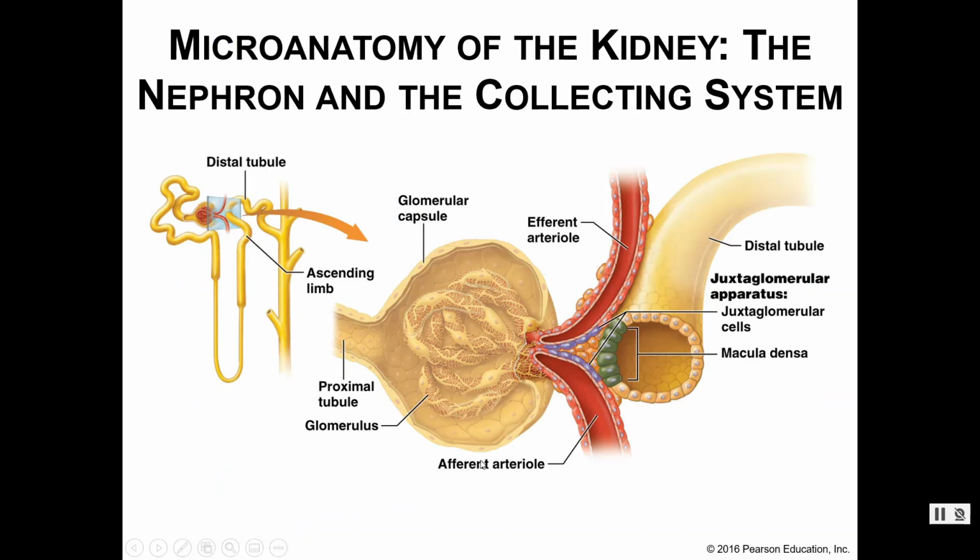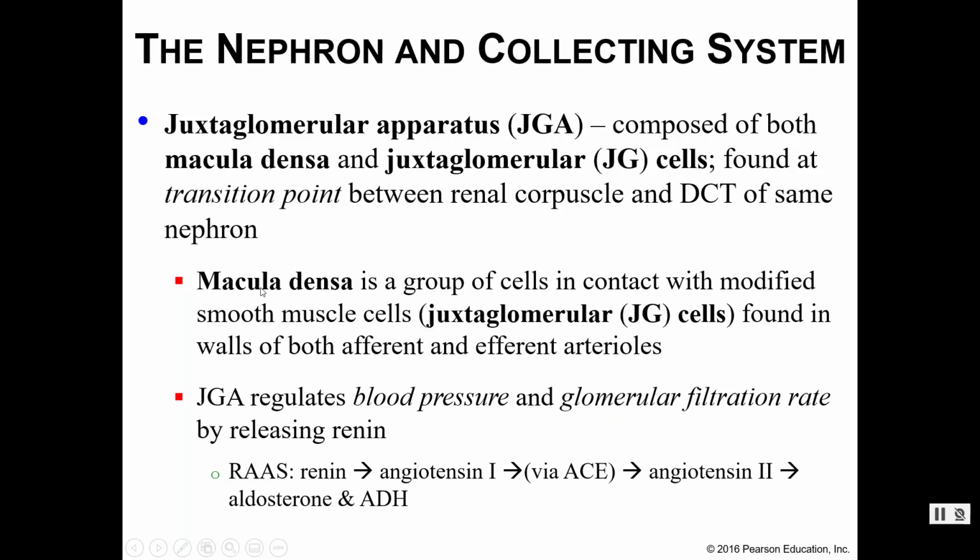All right, so back to our picture. Just again to remind ourselves, the JG cells, the modified smooth muscles, are going to help us regulate our blood pressure by releasing the renin. The macula densa cells, okay, are assisting with all that as well, okay? So JGA, there we go. Macula densa, JG. We're going to release renin.